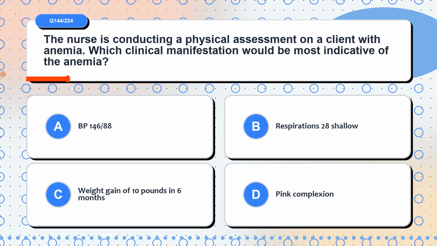The nurse is conducting a physical assessment on a client with anemia. Which clinical manifestation would be most indicative of the anemia? Here are the options. Option A, BP 146/88. Option B, respirations 28 shallow. Option C, weight gain of 10 pounds in 6 months. Option D, pink complexion.